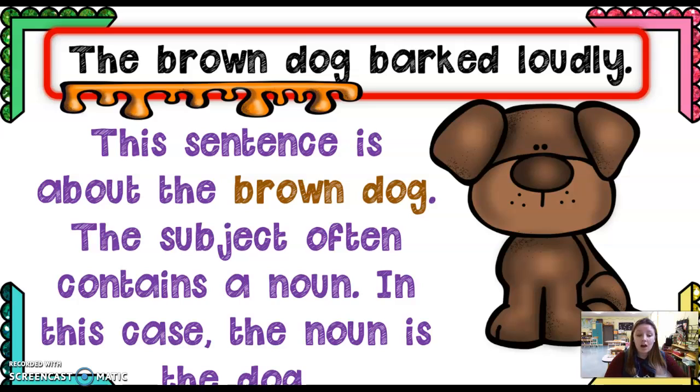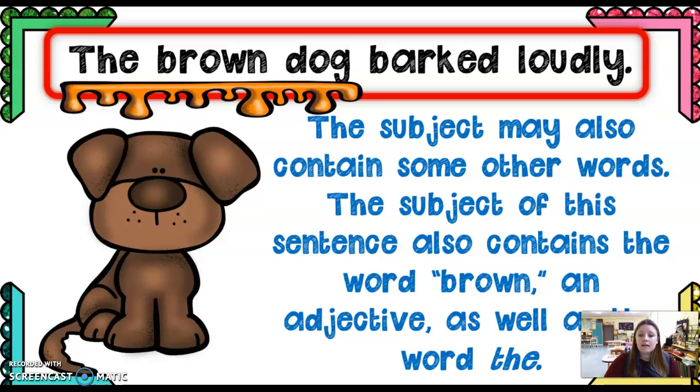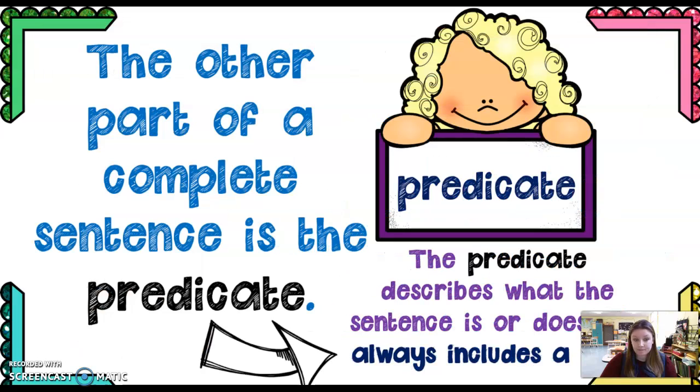The subject often contains a noun. In this case, the noun that we're looking at is the dog. So our subject is the brown dog. Notice it's not just one word like our part of speech. It's the phrase, the brown dog. Who's the sentence about? It's about the brown dog. The subject can also contain some other words. The subject of this sentence contains the word brown, which is an adjective, as well as the word the.